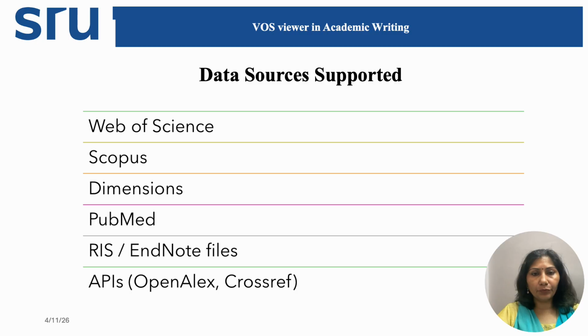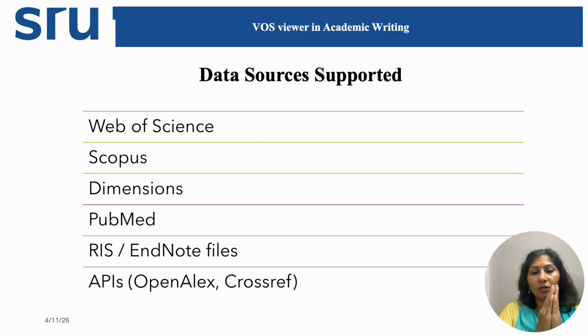VOS Viewer also supports multiple bibliographic data sources, making it highly flexible for the researchers. Common sources include Scopus, Web of Science, PubMed, and Dimensions. It also supports RIS and CSV file formats, allowing the users to import the data from different databases. This compatibility ensures that the researchers can work with a diverse data set across various domains.